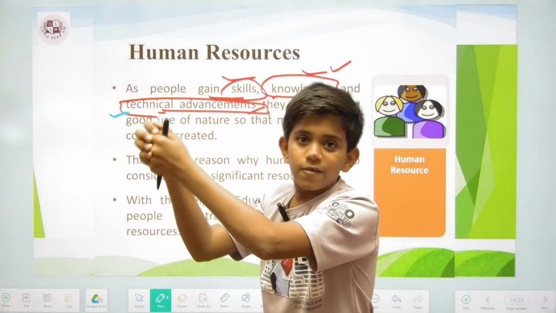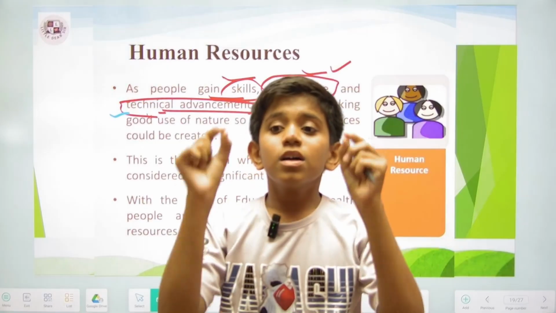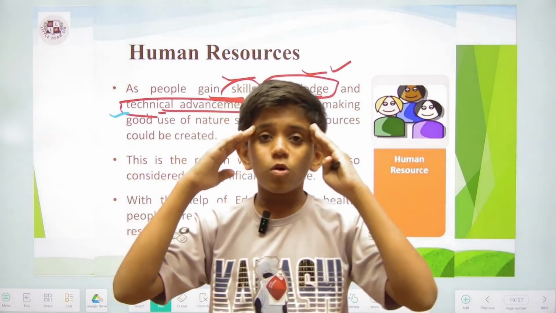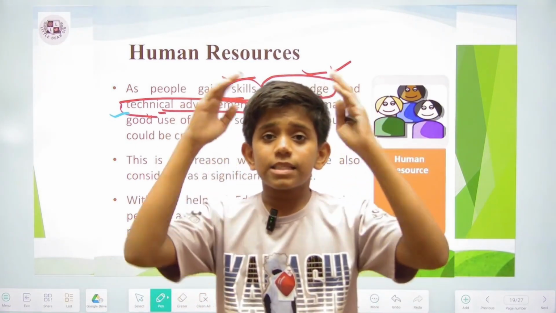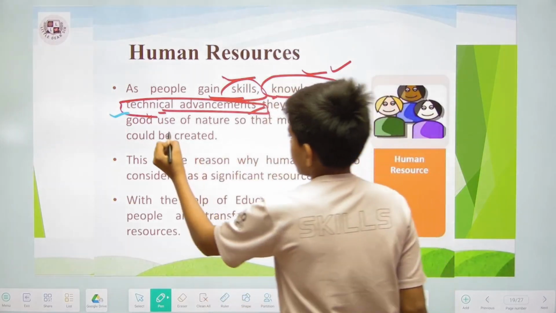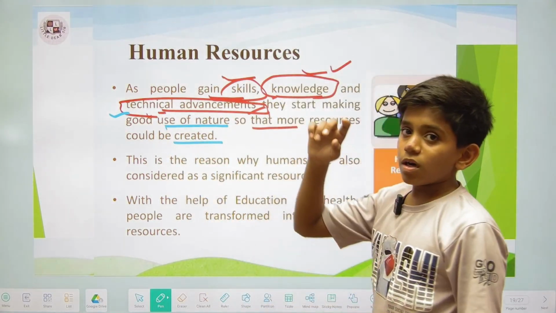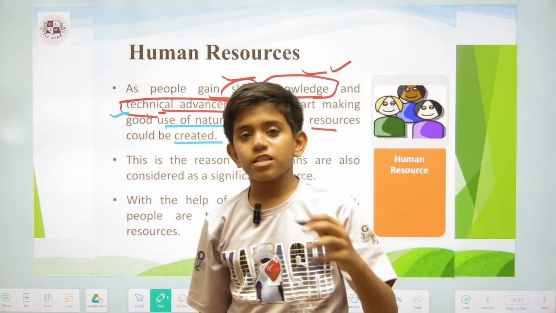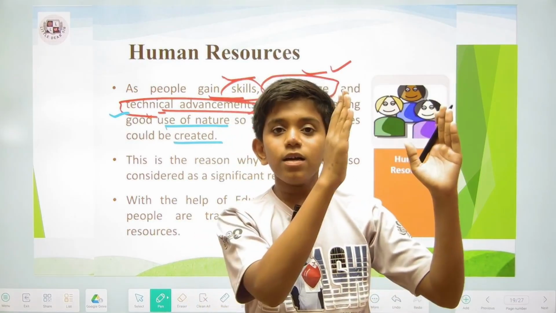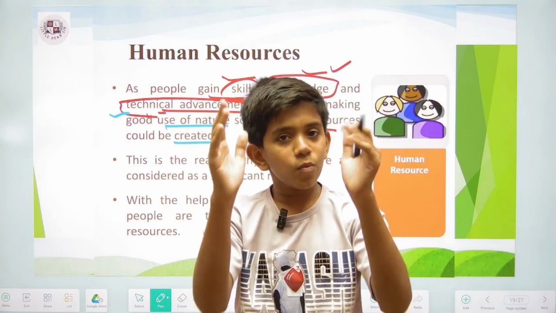We need machines for it. It is a technical advancement. So these all are the human resources. Human resource means sharpening the brain by giving it skills, knowledge and technical advancements. With good use of natural resources, more human resources could be created. Doing good use of the natural resource is nothing but the human resource. Converting natural resource into human-made resource needs human resource.